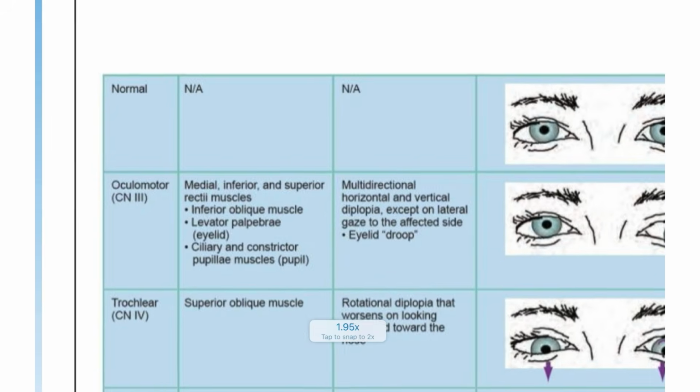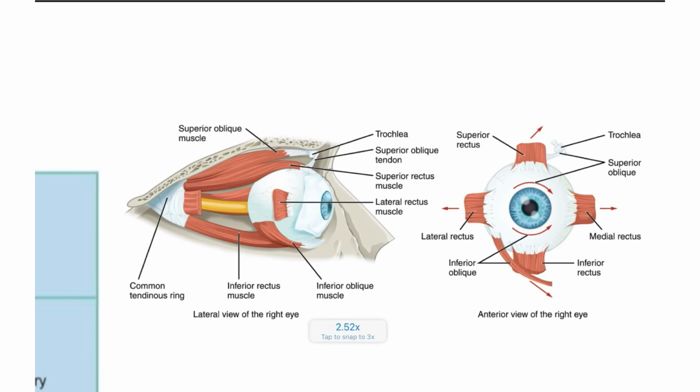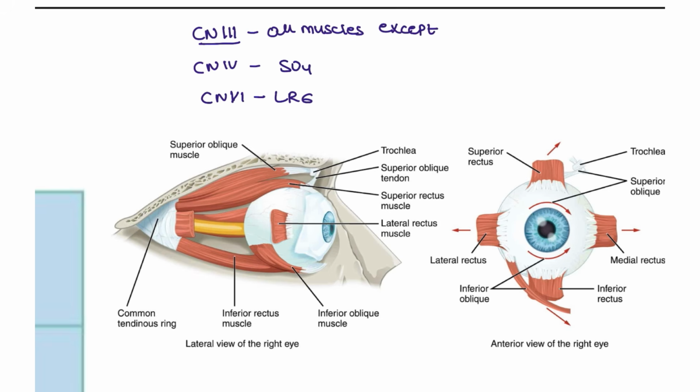Next, moving on to squint. Before the squint, you have to understand the mechanism of action. We have three nerves: the third cranial nerve, the fourth cranial nerve, and the sixth cranial nerve. These are the oculomotor, trochlear, and abducens nerves. Cranial nerve 3 supplies all the muscles except LR6 SO4. Superior oblique is supplied by the fourth cranial nerve, and lateral rectus is supplied by the sixth cranial nerve.